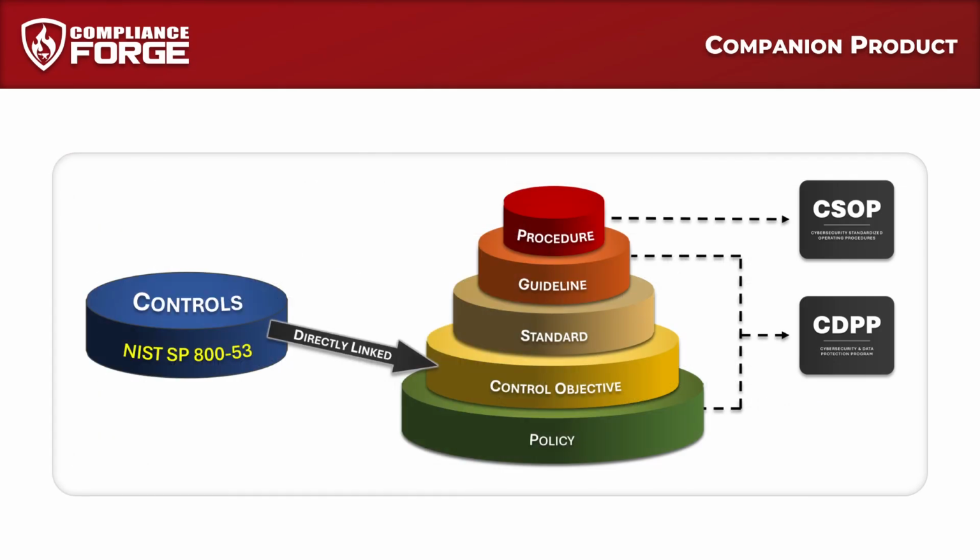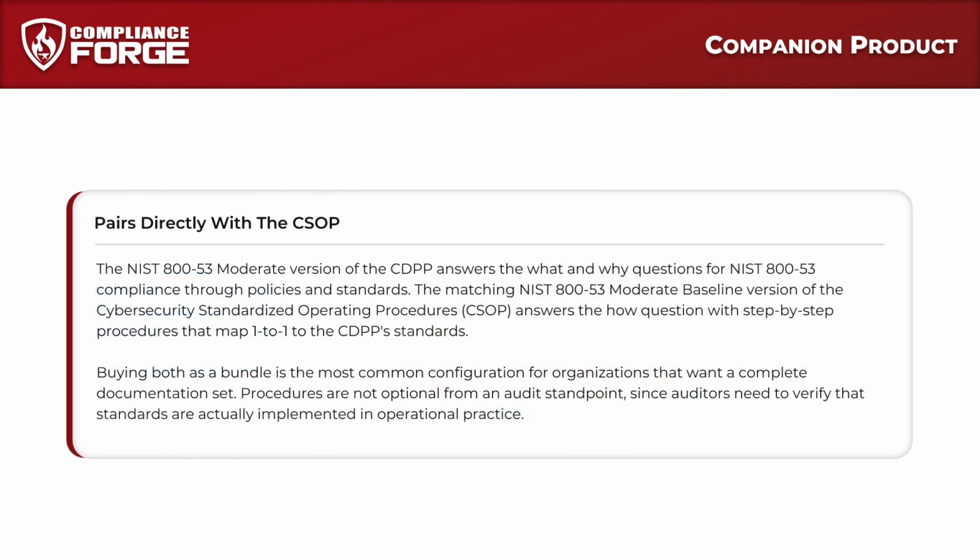One more reason to buy. As this pyramid shows, policies, standards, and procedures build on each other. The CDPP covers the policies and standards, while the companion CSOP covers the procedures. The CDPP answers the what and the why questions for NIST 853 compliance through policies and standards. The matching moderate baseline version of the CSOP answers the how question, with step-by-step procedures that map one-to-one to the CDPP's standards. Buying both as a bundle is the most common configuration for organizations that want a complete documentation set.